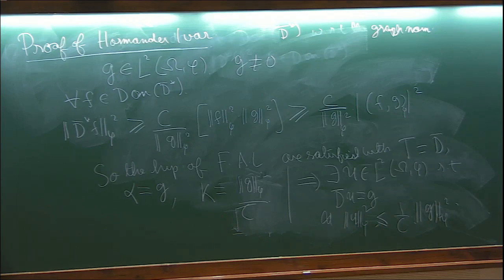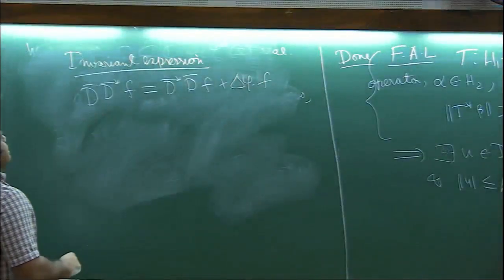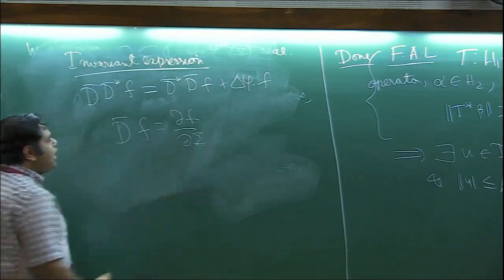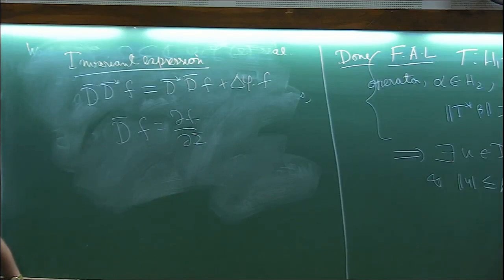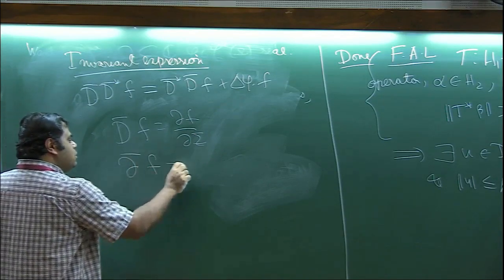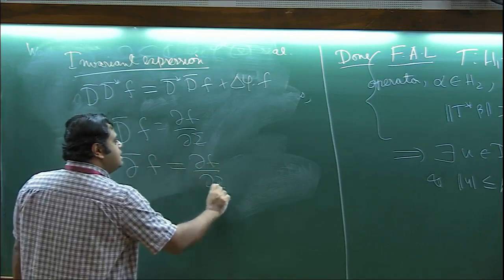So it is therefore very important to rewrite this in an invariant way. What would be an invariant expression of this? First of all, let us write down the formula again. d bar star f is d bar star d bar f plus Laplacian of phi times f. This thing is easy to understand. After all, when you take a derivative, the correct way to think about a derivative is like a linear map. So instead of doing this, what we should do is what Dror was talking about. We should rather use this d bar f, which is df over dz bar dz bar.